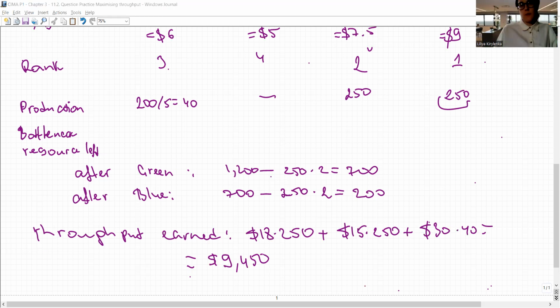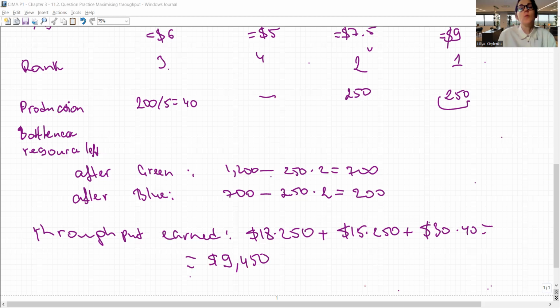So what does it mean? If we apply the logic of throughput to our production process, we need to find the bottleneck resource first. Then we are going to rank the products based on how much throughput they bring per unit of bottleneck resource. We will decide what the order of production is to get the most of the throughput. And this is the throughput that we get.